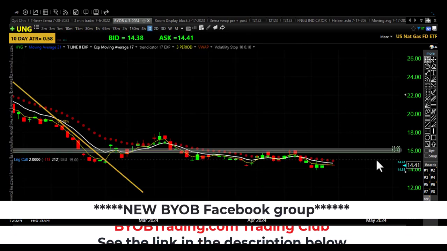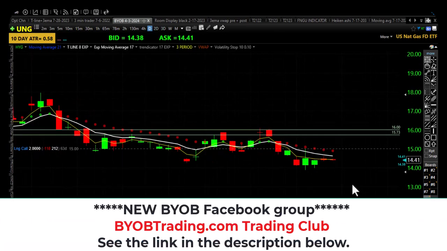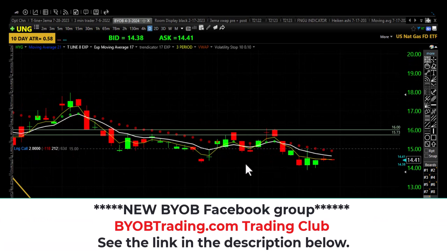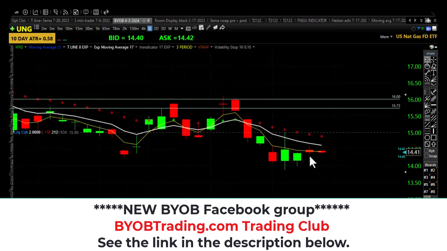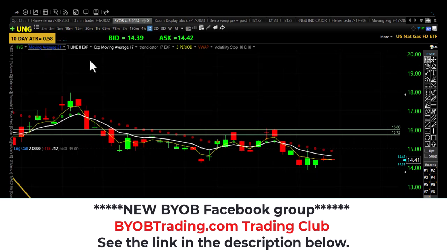UNG still in a downtrend. Okay, so UNG has made a lower low, so it's in a downtrend. Here's the last low, and then we made a lower low, so that puts us in a downtrend. And for price action yesterday, kind of a little doji pause candle. Got a higher low, higher high closing under the bearish trap, under the 17 EMA. UNG still in a downtrend.